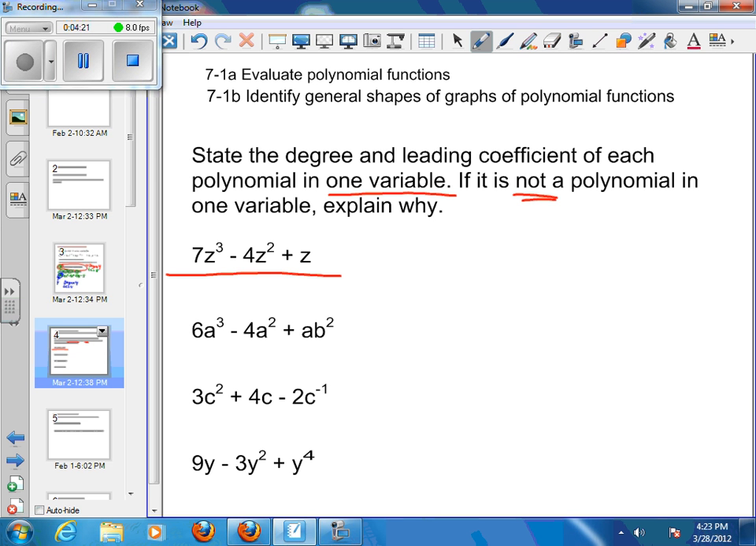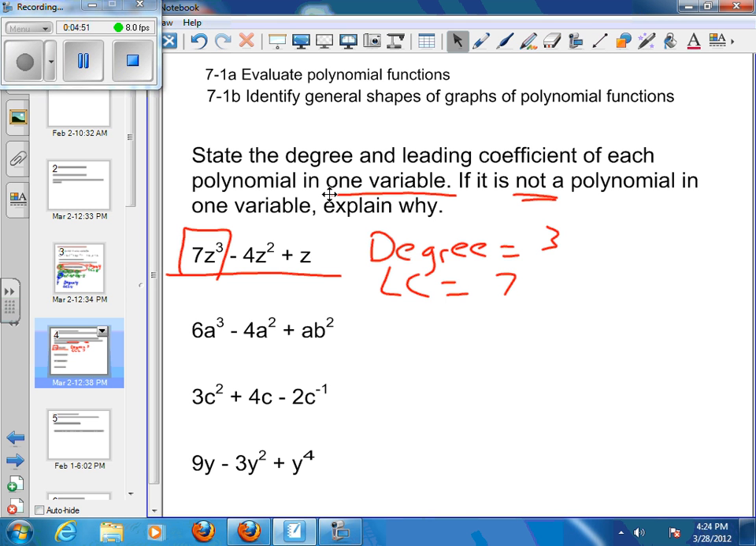And then we want to state the degree, so we want to look for the term with the largest exponent, which happens to be in order. And so the degree on this one would be degree 3, and the leading coefficient on this would be 7, because 7 is the coefficient with the largest exponent being the 3.